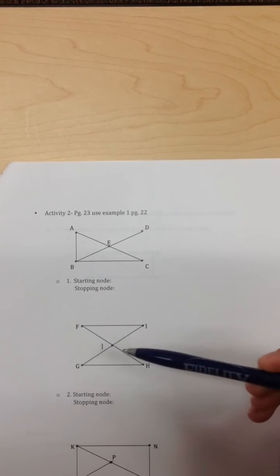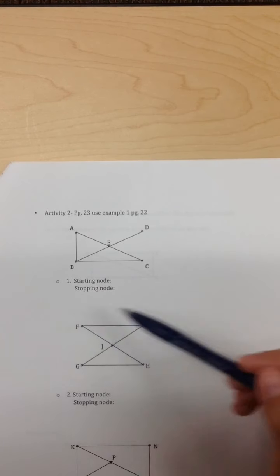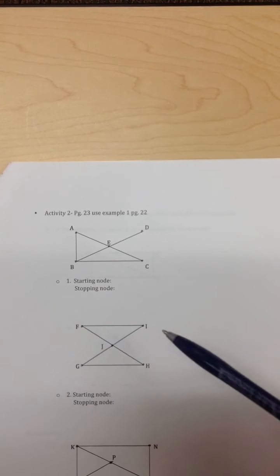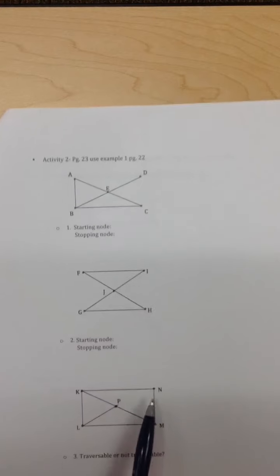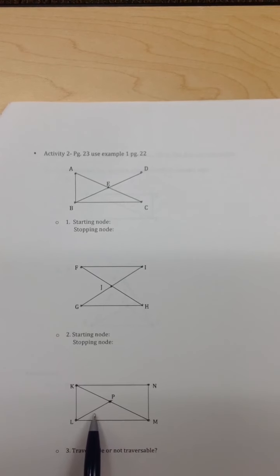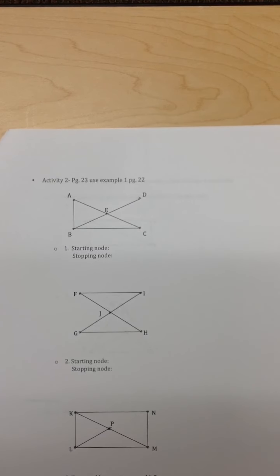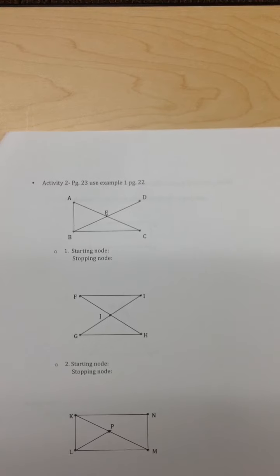Same thing for the second one there in the picture. Go through those and see where you need to start and where you need to stop to be able to get around that. And then for the last picture, they just want to know if it's traversable or not. So if you can go around without picking up your pencil and touch all of the arcs and all of the points without crossing back over the arcs as well, then it would be traversable. If you can't do that, then it's not traversable. Okay, so try that out, and then I'll get you the answers to that.